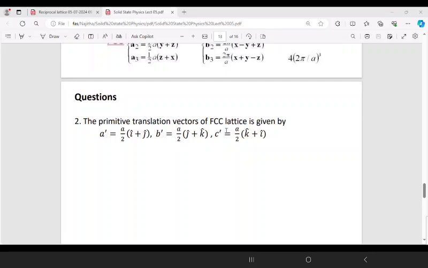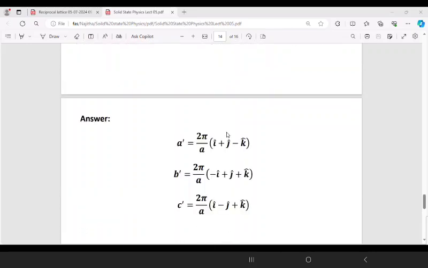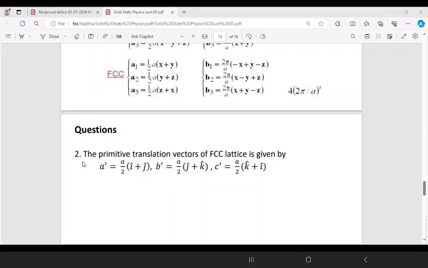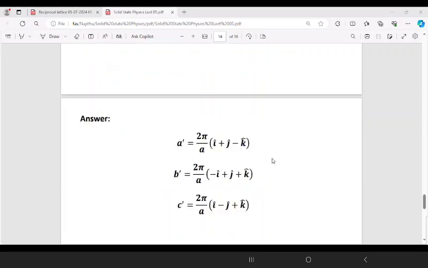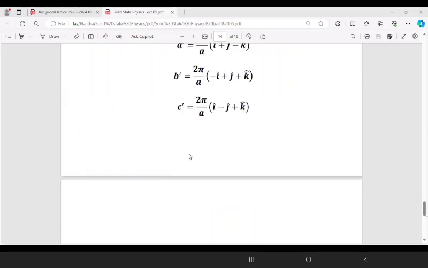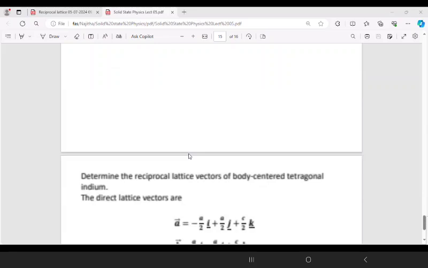So please try this question. I will share the notes via WhatsApp. This is the answer. This is an FCC vector. These three vectors are FCC vectors, and you will get BCC. If you find the reciprocal of FCC, you will get the BCC vectors. If you find the reciprocal of BCC vectors, you will get the FCC vectors. So this is the answer.